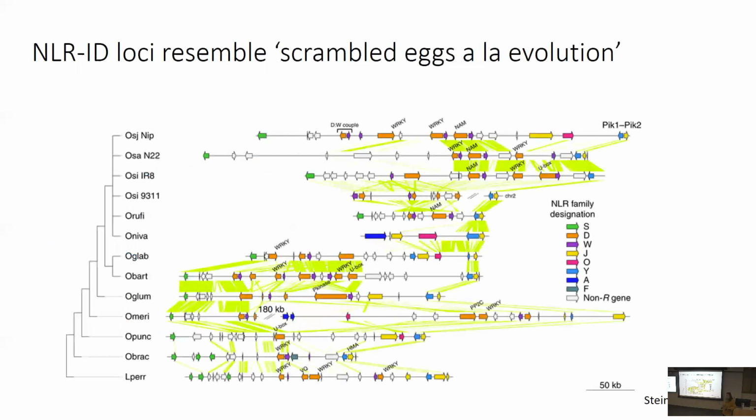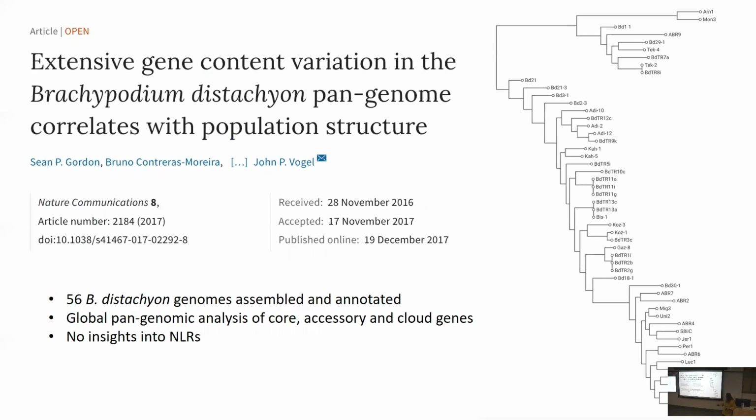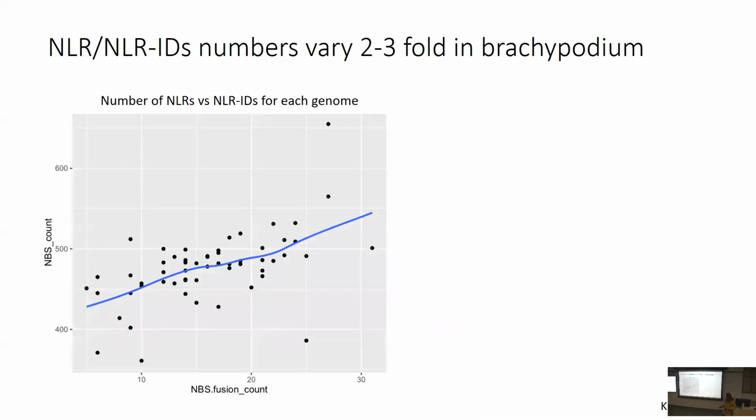If you look at the loci, this is scrambled eggs. Those loci that harbor those NLR IDs evolve so rapidly. Now again, this is closely related, slightly different species. At that time, the Brachypodium pan-genome came out. There was no NLR analysis, so we decided to look.